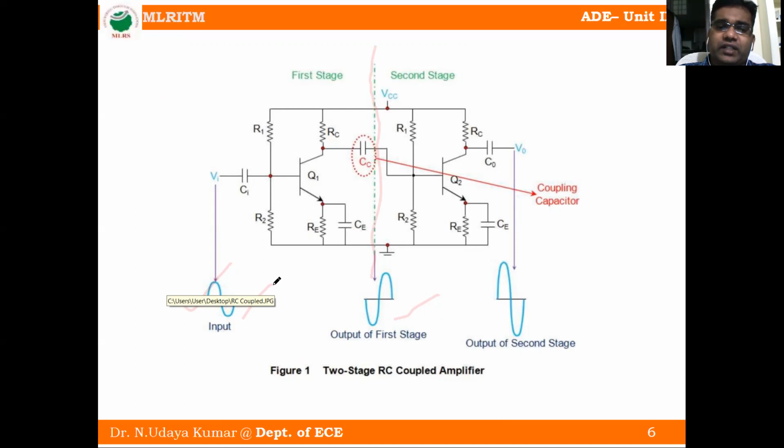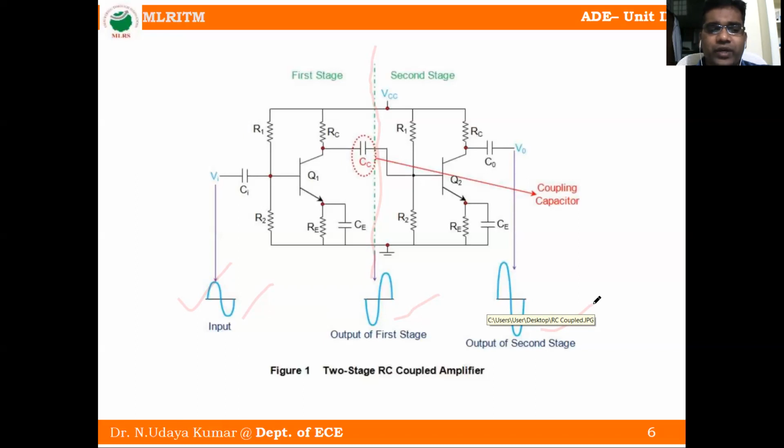Again, to get the same phase, we have to add a second stage. In the second stage, whatever input is given appears at the output of the second stage of the RC coupled amplifier with high gain. This is the output of the second stage RC coupled amplifier. We keep on connecting different stages, and the gain increases. It keeps on increasing with the first stage, second stage, and third stage. So the gain increases.